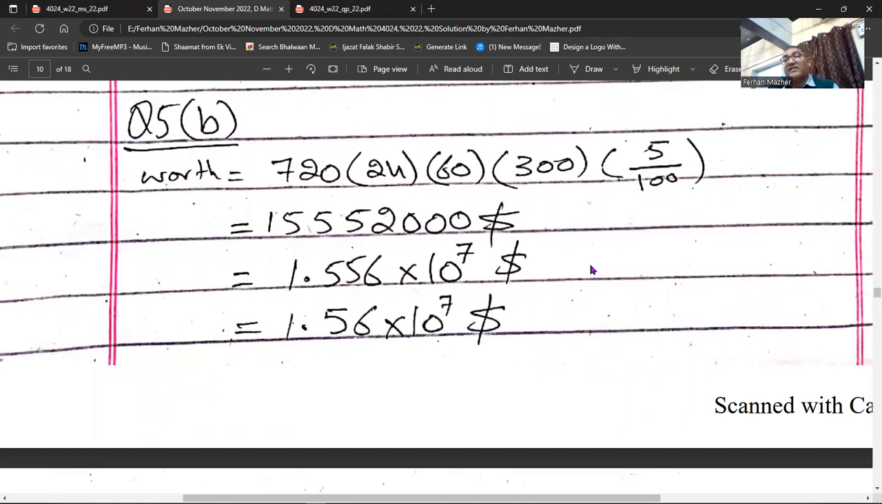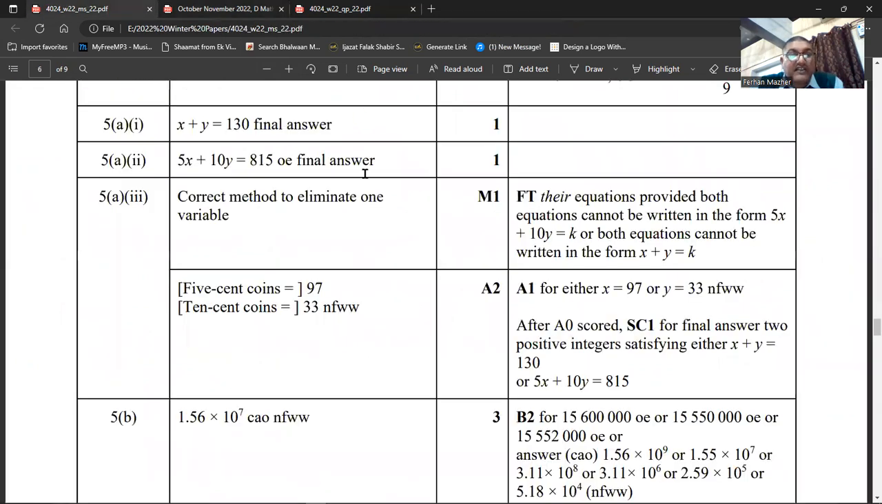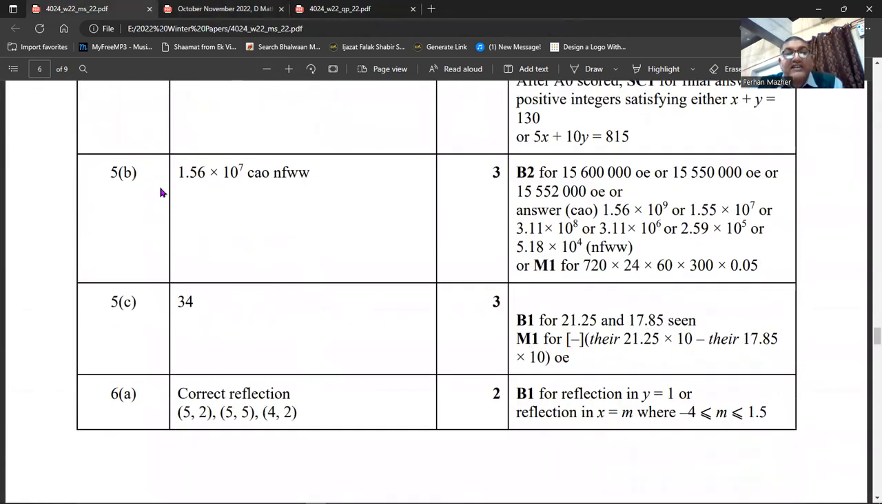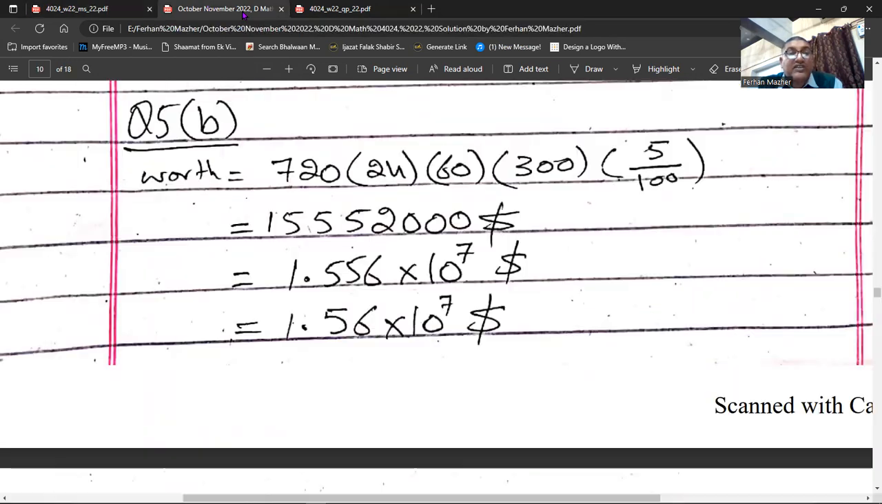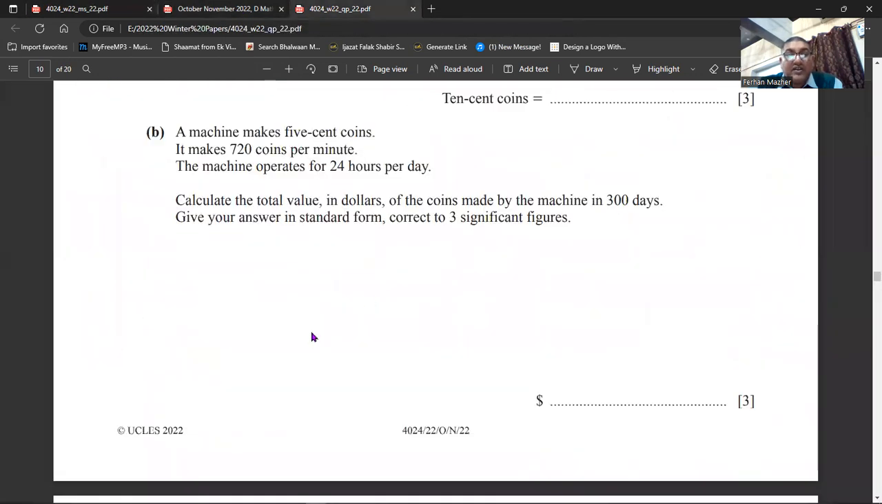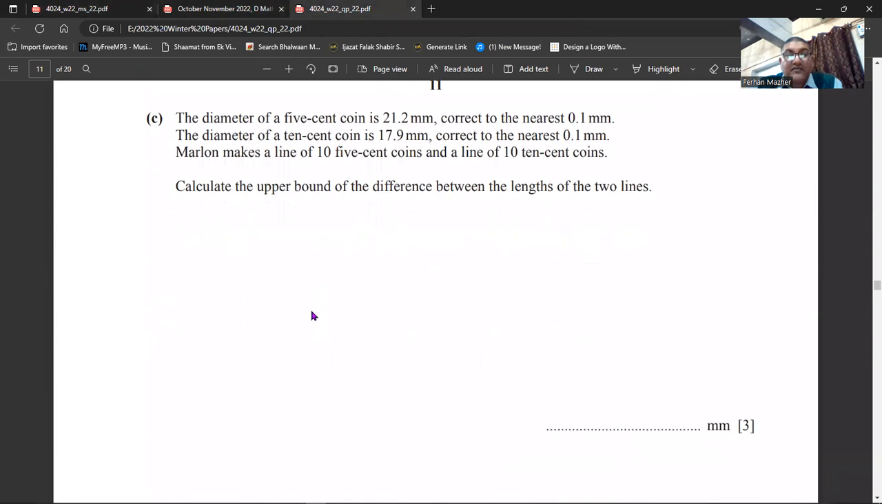So I got $15,552,000. In the standard form, it will be 1.556 × 10^7, which means 1.56 × 10^7. 1.56 × 10^7 is the right answer, sir. Our answer is the same. Okay, so our answers are right.